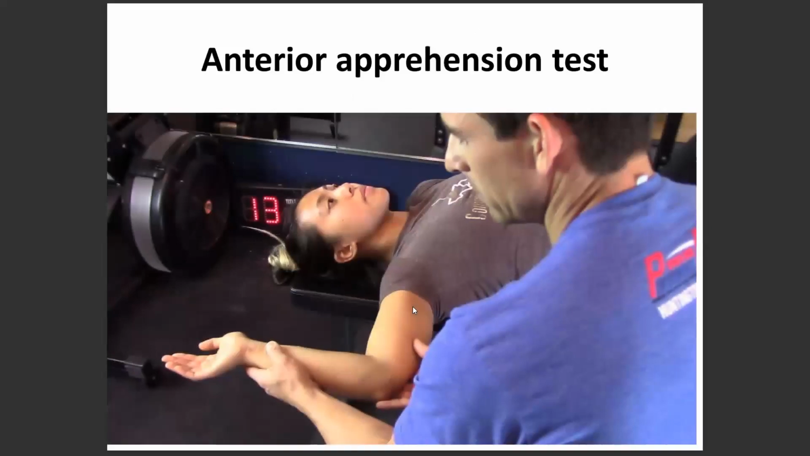So the hand should be like in this picture, on the proximal humerus. This picture is just added to show the position of the patient. There should be 90 degrees of abduction and 90 degrees of external rotation.